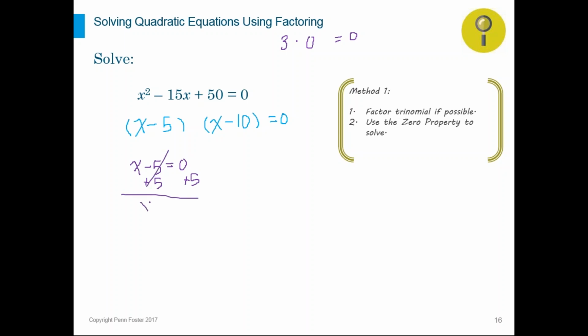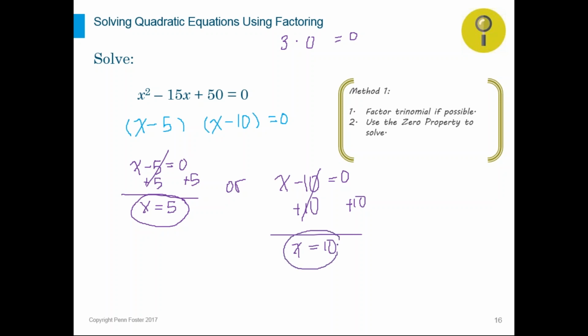Cancel out the 5's, x equals 5. That's the first value of x. Or the other option is that this evaluates to another value, not 0, but this one is a 0. Then x minus 10 equals 0. Solve. Add 10 and add 10. Cancel out the 10's. x equals 10. You have two possibilities for the value of x. Either it's a 5 or a 10.